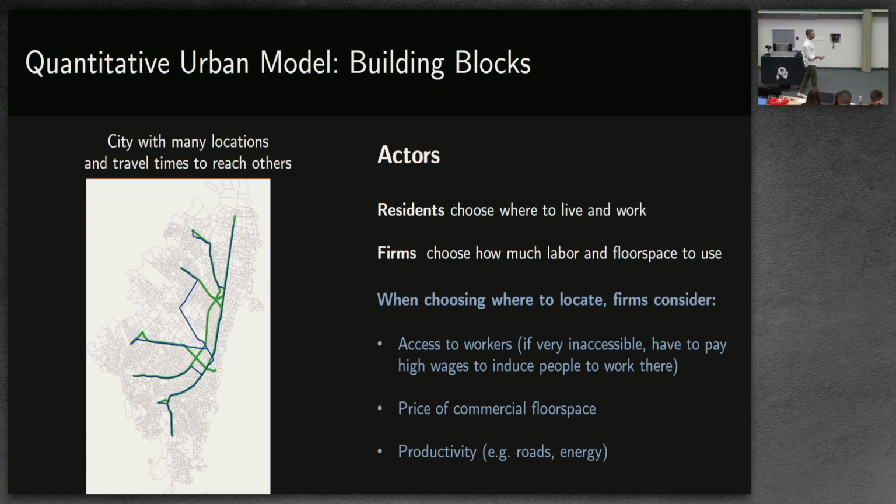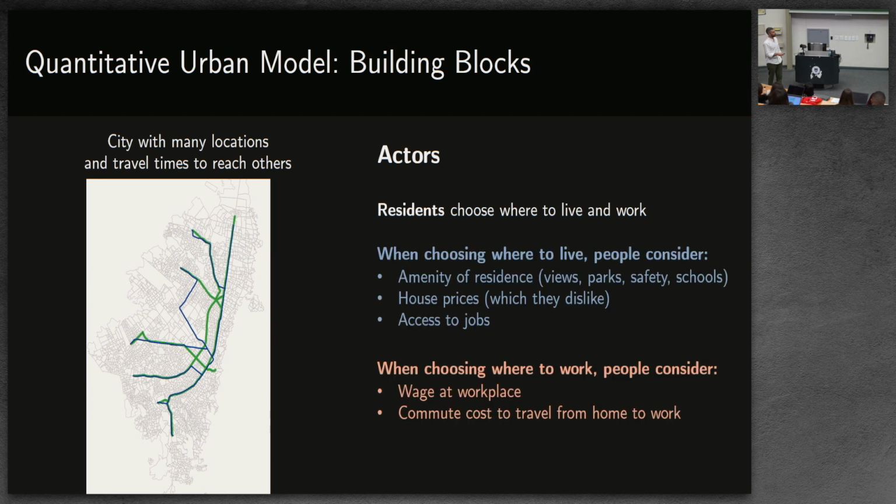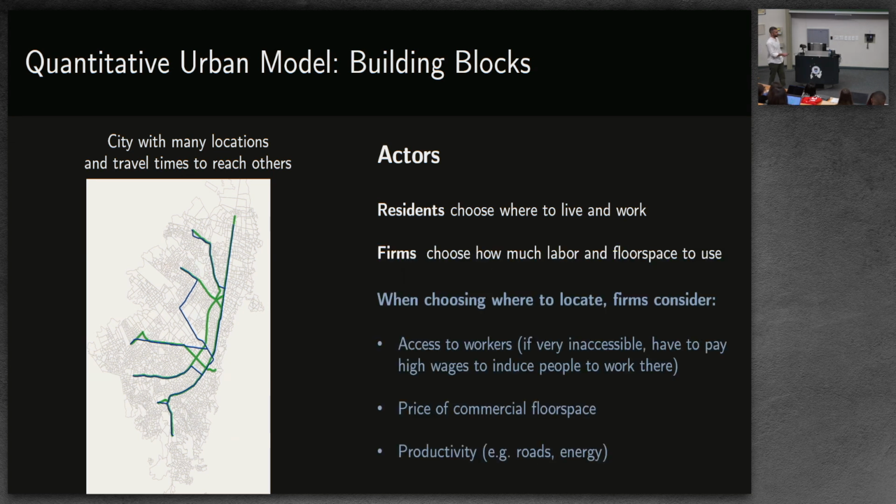Then firms also care about how costly land is to produce there, right? So what is the price of that commercial floor space in that location? And then they also care about the productivity of that place, right? So you might think of these productivities and amenities as everything other than, for amenities, house prices or job access that people might value. And for firms, productivity, similarly, is everything other than access to workers or the price of commercial floor space that firms might value, right?